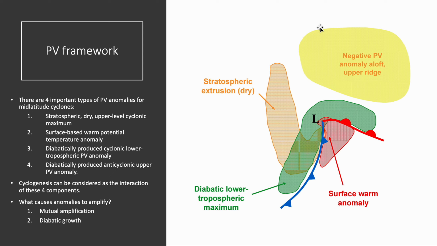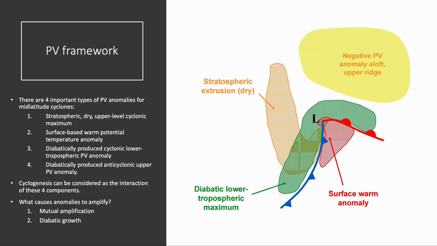Okay, and these are typically associated with diabatic processes that happen over there. Okay, and so in a way, the cyclogenesis, in a sense, could be considered as the result of the interaction of these four different kinds of PV anomalies that we observe. Why do we have these different anomalies, or what causes these anomalies to amplify?